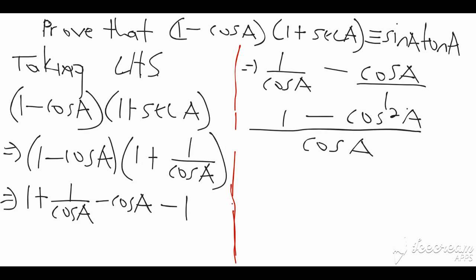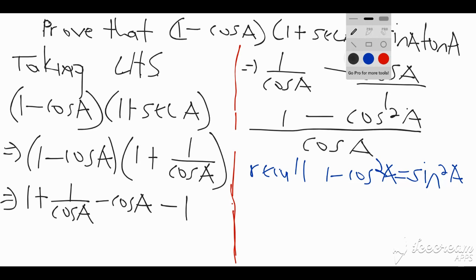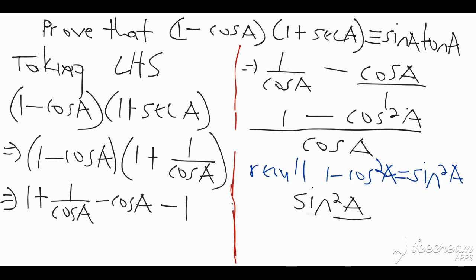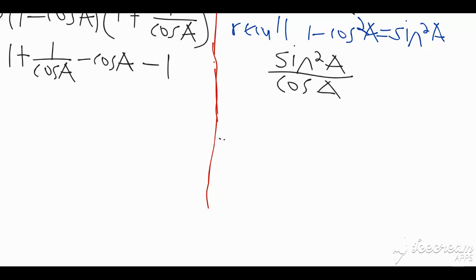Now this is beautiful because based on the trig identities that we derived, we can recall that 1 minus cosine squared A is equal to sine squared A. So what I'm going to have here is sine squared A over the cosine of A. Now remember, I'm supposed to get sine A multiplied by tan A. So I'm going to have to do a bit of algebraic manipulation here.